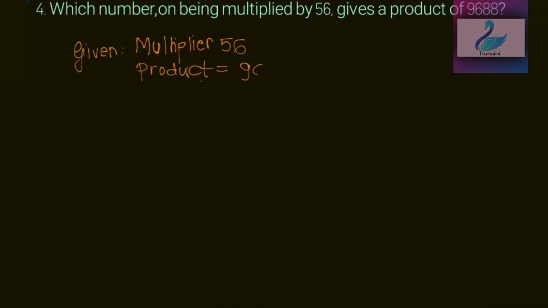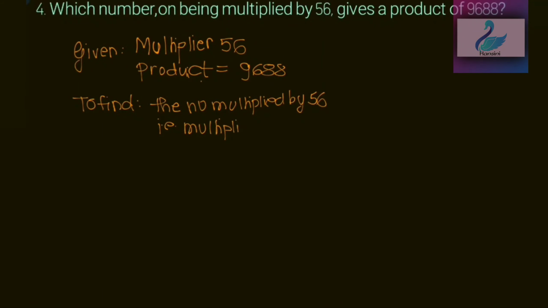Let's solve the fourth question. Which number on being multiplied by 56 gives a product of 9688? The number multiplied by 56, so 56 is the multiplier. So in the given we will write multiplier is 56 and the product is 9688. Now you have to find which number when multiplied by 56 gives you the product. So you have to find the multiplicand.